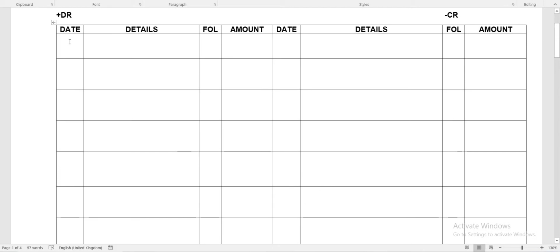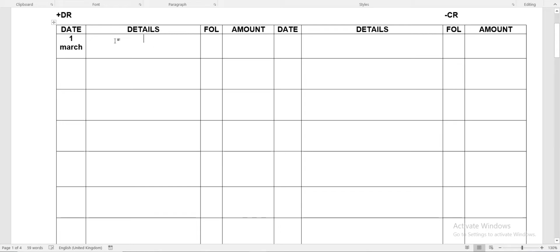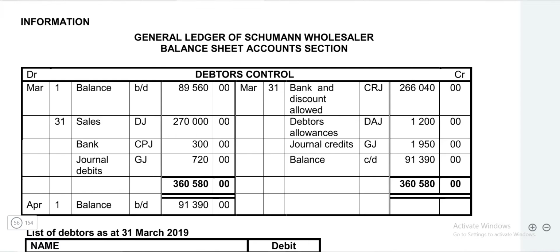So remember, the day is the 1st, 1 March, and then I'll just write 1 Ma, because remember, this thing will not allow me to, it will move the answer sheet, so I want to avoid that. So our balance according to this is 89,560. So this is what we need to start by inserting, 89,560.